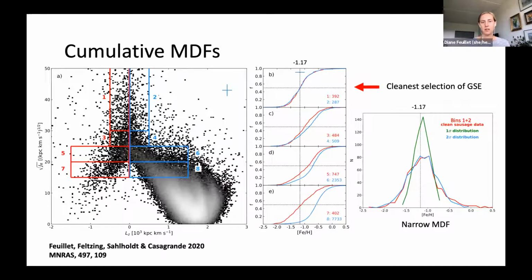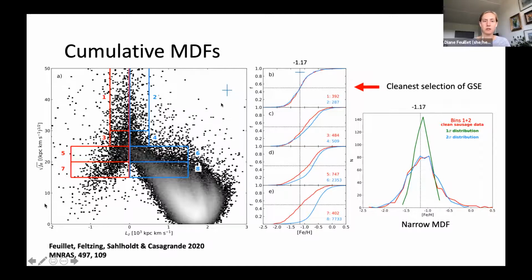Okay, so this is basically the main figure from paper 1, where we identify this kinematic selection of Gaia-Sausage-Enceladus stars that has now been pretty widely used, which I really appreciate. So this is the square root of the radial action as a function of angular momentum. And we basically binned up the stars in this space just symmetrically around 0 angular momentum. So the retrograde stars here are the red boxes and the prograde stars are the blue boxes.